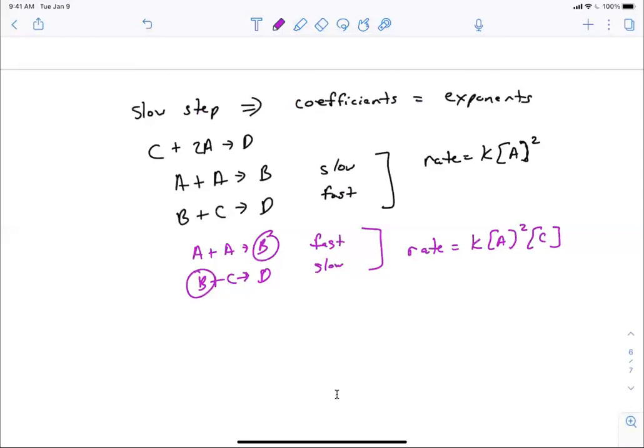If you wrote down the rate of the bottom one as K, B, C, would that be wrong? Yes, you can't write B. What if it's fast, slow, fast? If it's fast, slow, fast, the last fast doesn't matter. Only fast steps before the slow step. It does matter for the overall equation.